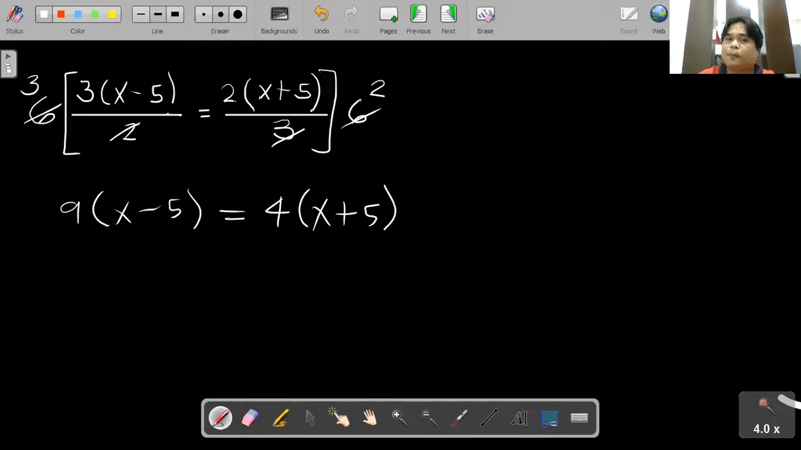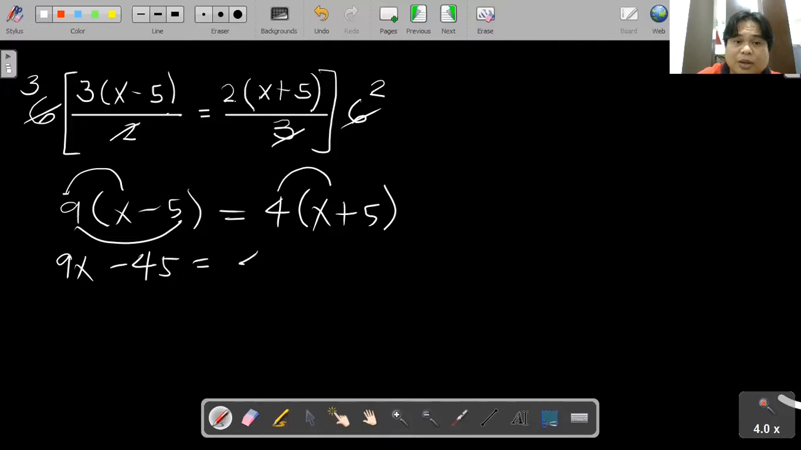Okay? So now the only thing left to do is to distribute, okay? To multiply. So let's now multiply or distribute the 9 to the terms inside the parentheses. So 9 times x, you will have 9x. And then 9 times negative 5, you will have minus 45, negative 45. And then 4 times x, you will have 4x. And then plus 4 and 5, that's 20.